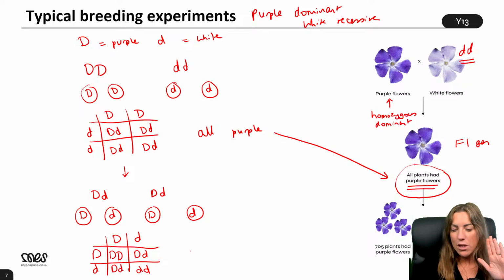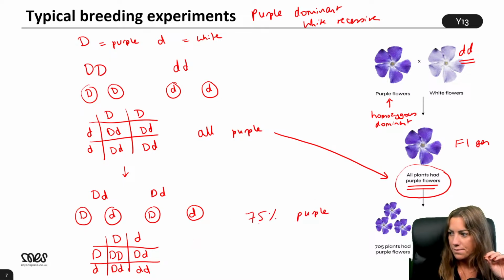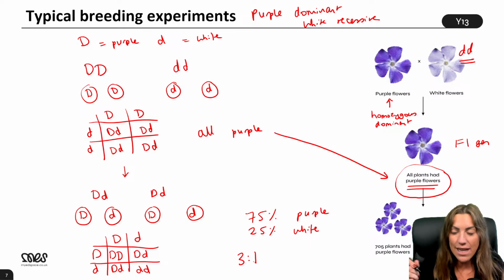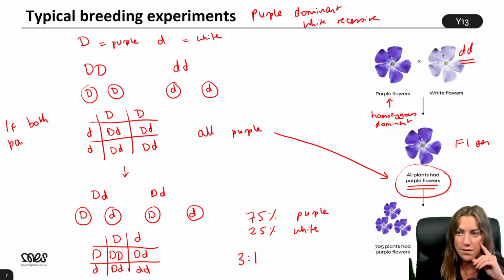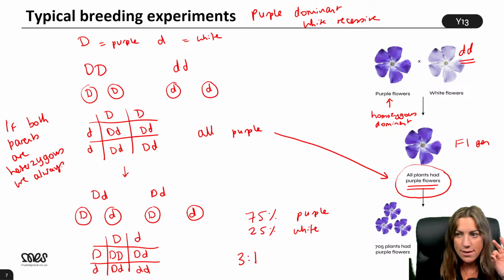And all I want you to do is give me the ratio, please. So Grace has given me the probability. What is the ratio? Good. 3-to-1 ratio, which is the standard ratio, okay? I'm going to just tell you something now that maybe you didn't realize at GCSE. If both parents are heterozygous, we always get a 3-to-1 ratio when we do a genetic cross.